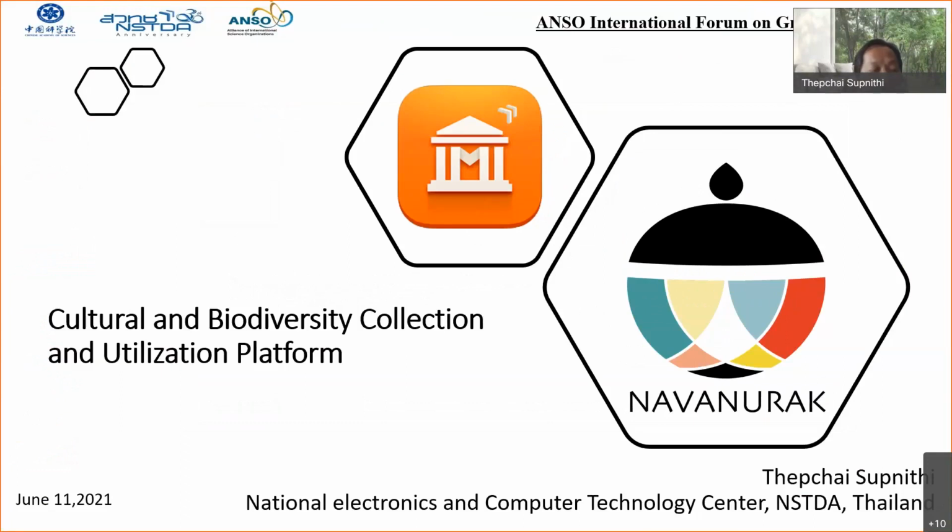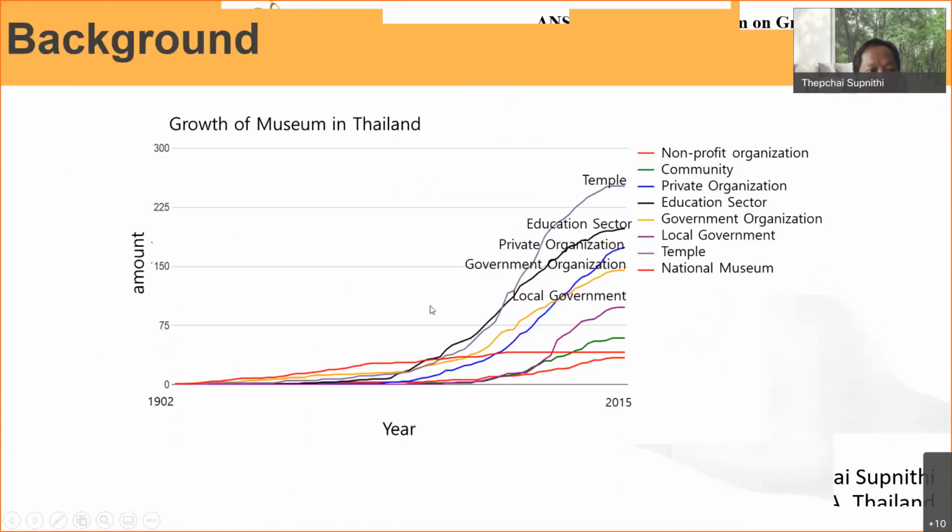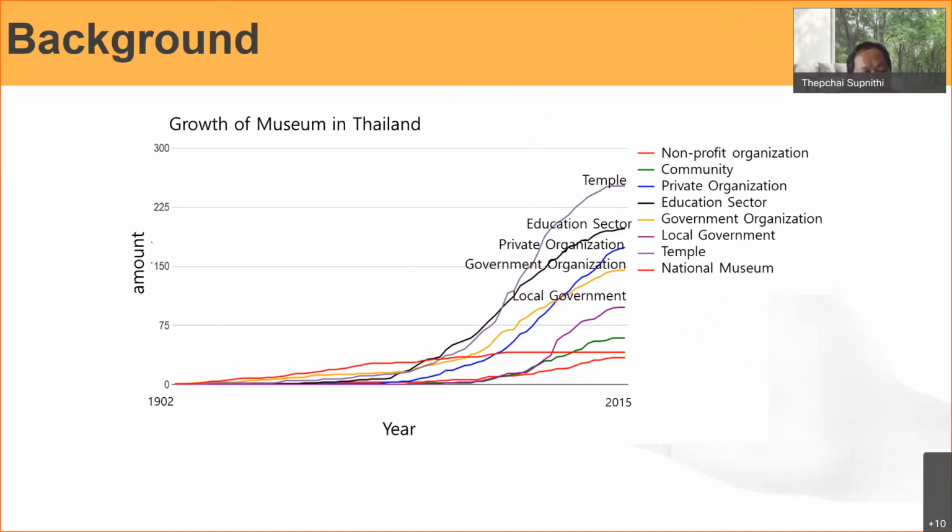As you know, in Thailand, culture and biodiversity are very important. Let me show you this. When we look at museums in Thailand, we can see that their growth is quite large compared to before. Mostly they are not government related, but private and local community museums. In terms of culture, if we start from the local community, it's quite important.